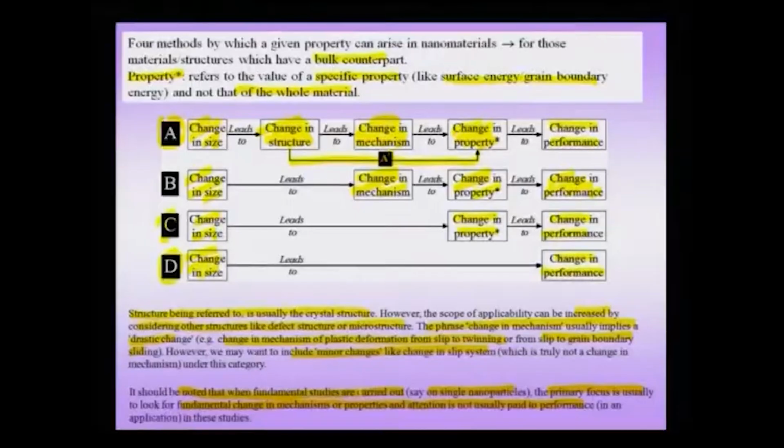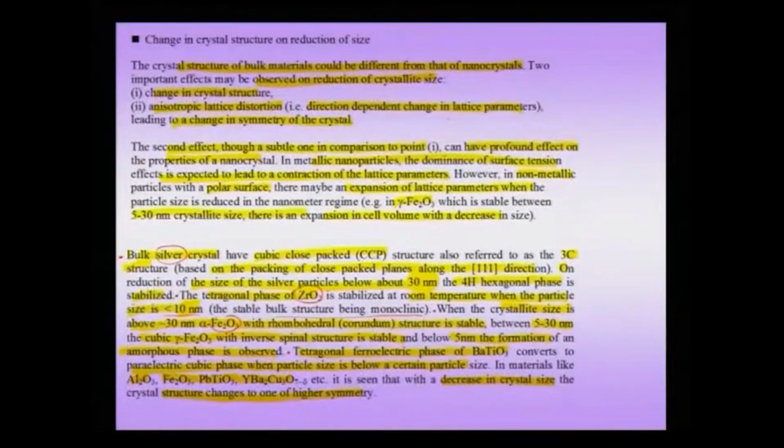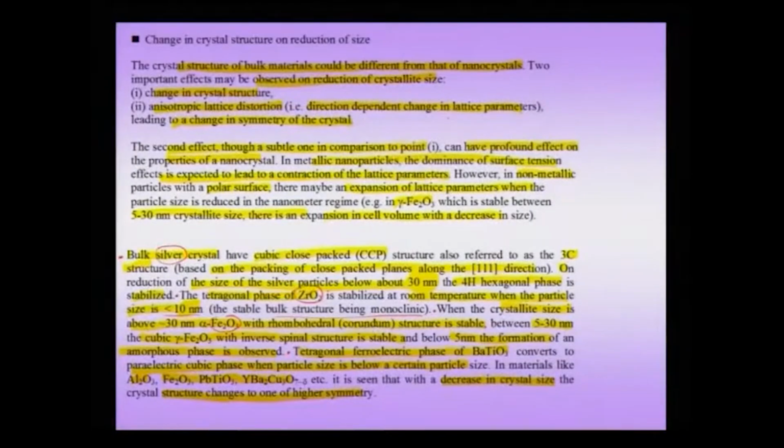It is found in many more systems, and as you can see from the picture we had considered, if there is a change in crystal structure, this is expected to be accompanied by a change in mechanism, or definitely, if you are bypassing the mechanism route, definitely by a change in property. Therefore, it is very important to note if there is a change in crystal structure as you reduce the size, and even if there is no change in crystal structure, whether there is a change in, for instance, the lattice parameter, because any anisotropic lattice distortion or change in lattice parameter would itself contribute to a change in property to some extent or the other.